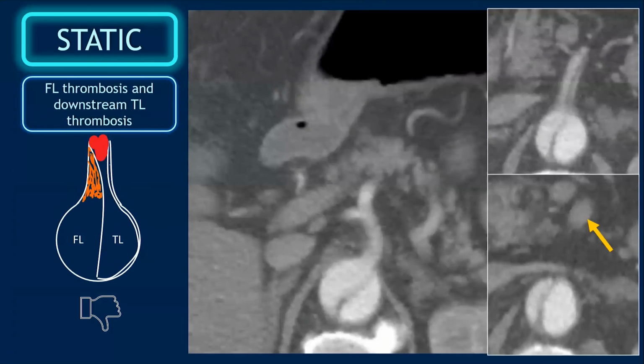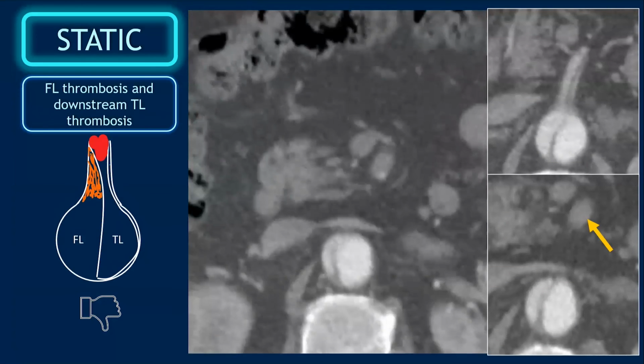Finally, true lumen thrombus can act as a static source of obstruction for branch vessels. So when the true lumen obstruction is significant enough, the stasis in the downstream vessel can lead to thrombosis within the true lumen. And honestly, this is a very difficult situation to manage during endovascular treatment.